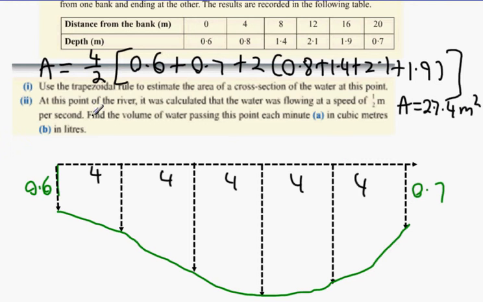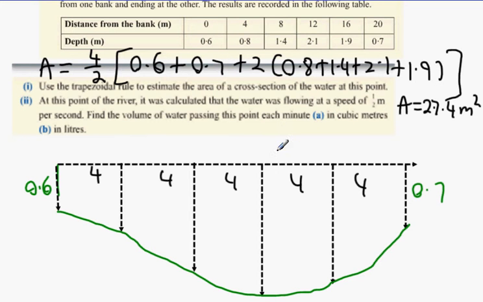At this point of the river, it was calculated that the water was flowing at a speed of ½ meter per second. Find the volume of water passing this point each minute, A in cubic meters and B in liters.